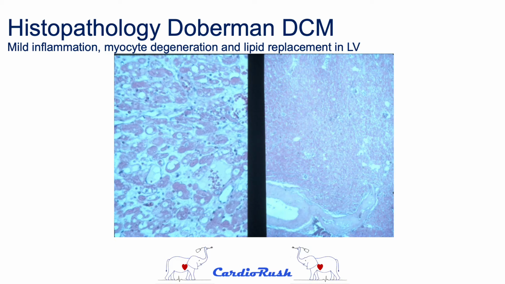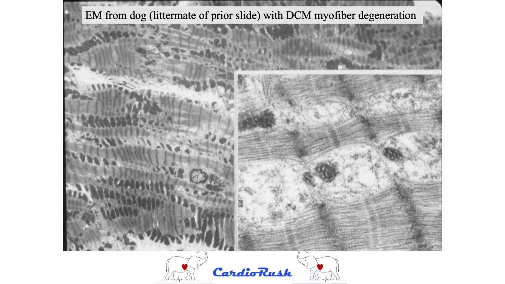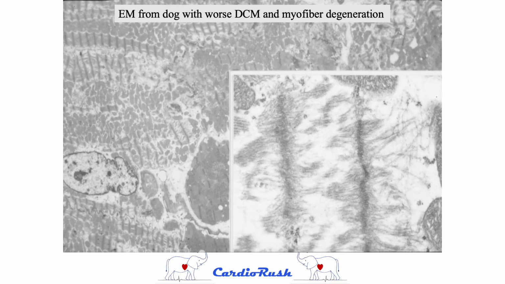Doberman pinschers can have changes, especially in the left ventricle and interventricular septum, that show a degree of inflammation in addition to fibrosis and some lipid replacement in the myocardium. On electron microscopy, this is a normal dog for comparison. This is from a family of Portuguese water dogs that developed cardiomyopathy early in life. An affected dog here has myocytes having the sarcomeres degenerate and the myofibrils falling away. And here's a dog with advanced changes on electron microscopy from cardiomyopathy.